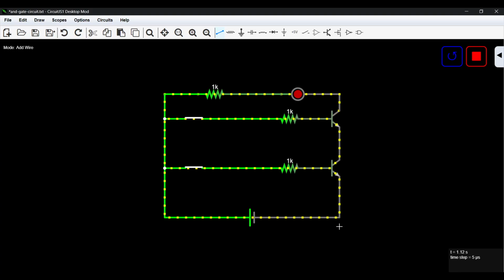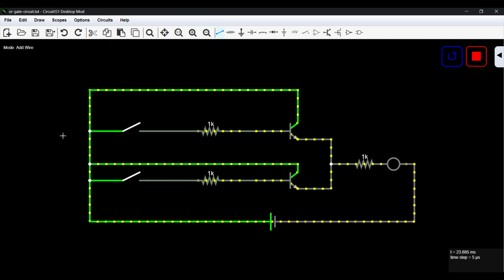So for now we have the NOT gate, which inverts the input, and an AND gate, which checks two inputs and compares them, and only if both of them are true, its output is true, which in our case is lighting of an LED. And the last basic logic circuit we're going to look at is the OR gate.